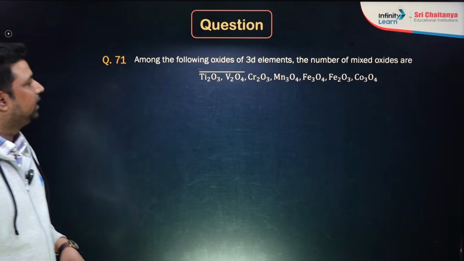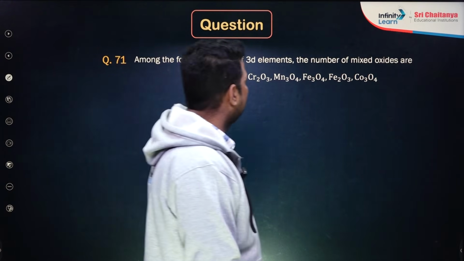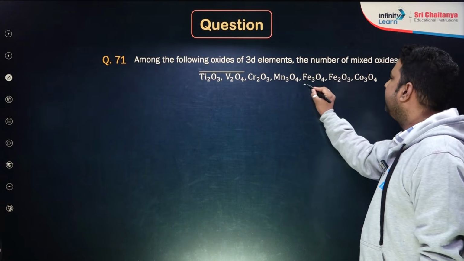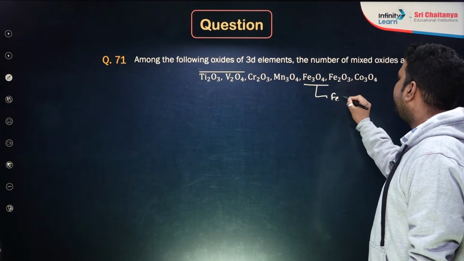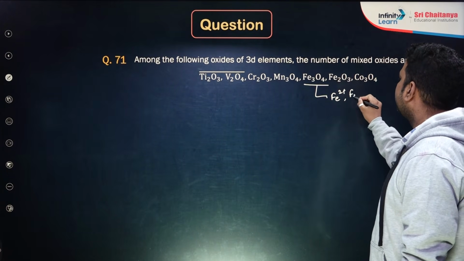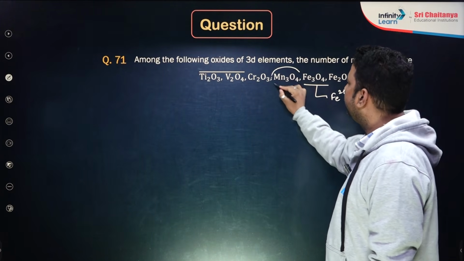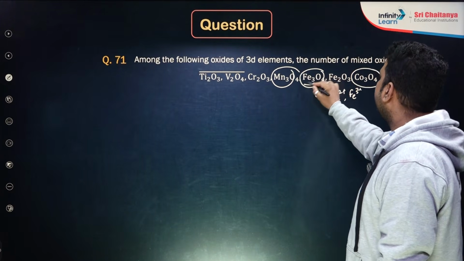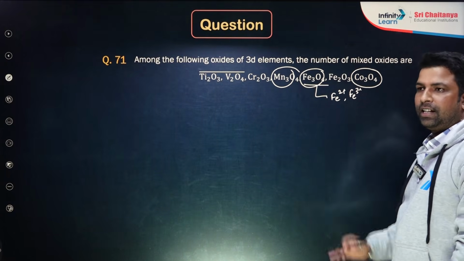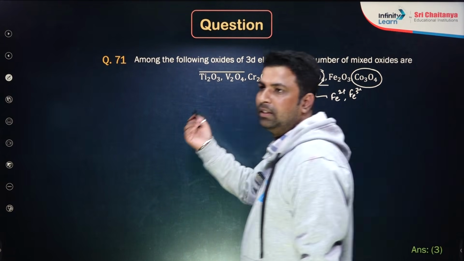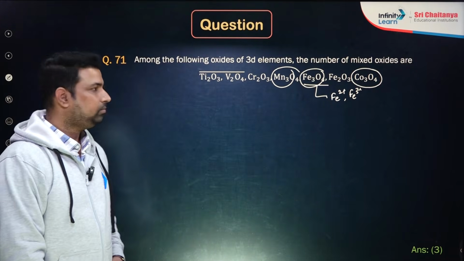Among the following oxides of 3d elements, the number of mixed oxides is... See, Fe3O4, we know that it contains Fe2+ and Fe3+. Similarly, Co3O4 and Mn3O4. So 1, 2 and 3 oxides are mixed. The rest of them are not mixed oxides. So the answer would be 3. It is an integer type, so 3 will be your right answer.